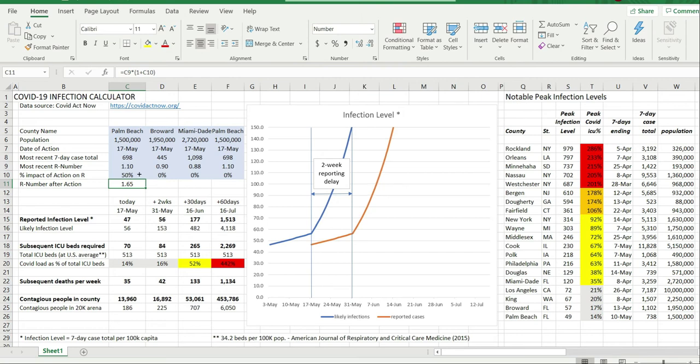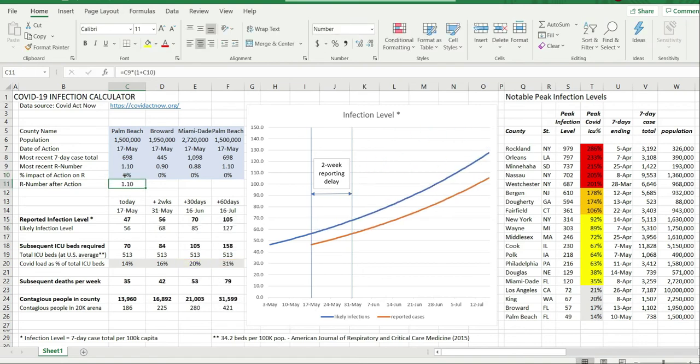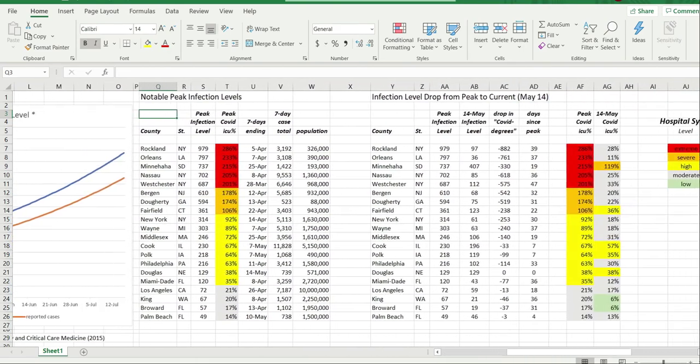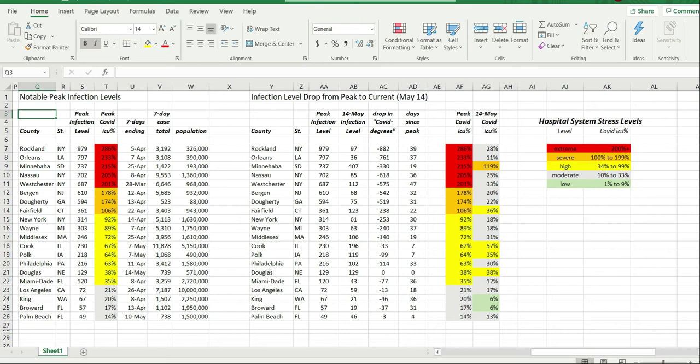That's why looking at these two numbers is so important. You need to understand both the infection level and the R number, which is the transmission rate. It's the combination of the two that's so important. Now, to give some context to the infection level, I've put over here some notable peak infection levels, just so you can see what they mean, because these are some of the highest levels that have been reached so far in the pandemic in the U.S.